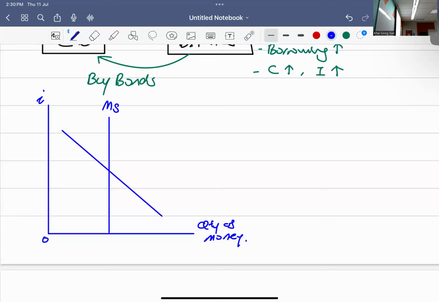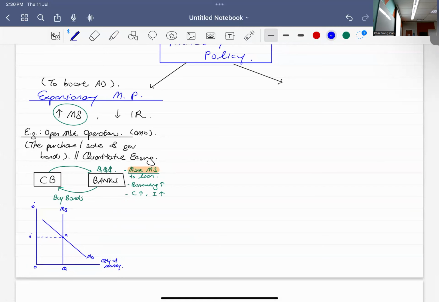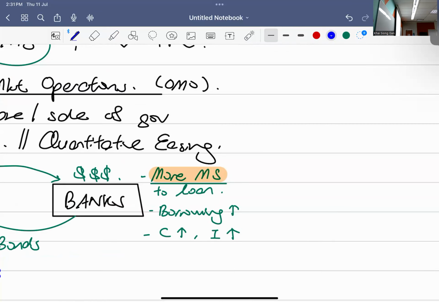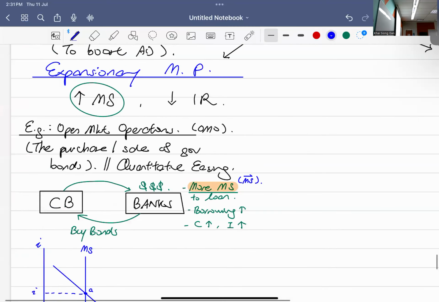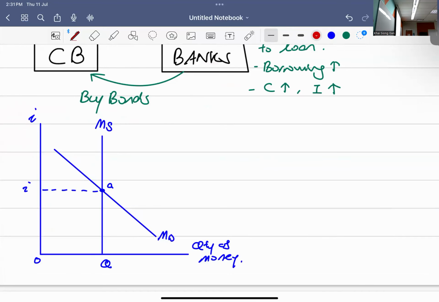And this is the money demand, which is a downward sloping curve based on what we learned in the previous lesson. So at first we start at point A over here, at this interest rate and this quantity of money. Now the central bank does something to influence the money supply. They give money to banks because they buy bonds. So money supply increases, and the MS curve shifts rightwards, from MS to MS1.